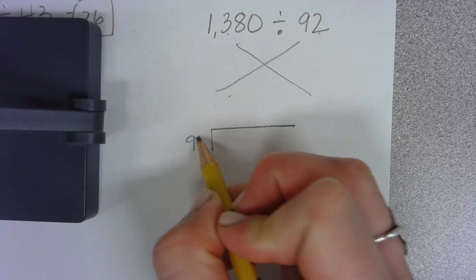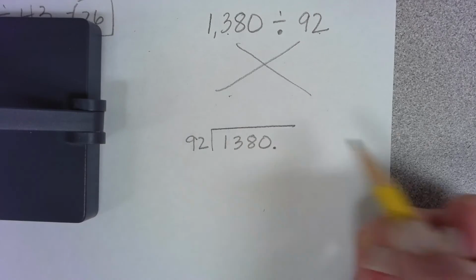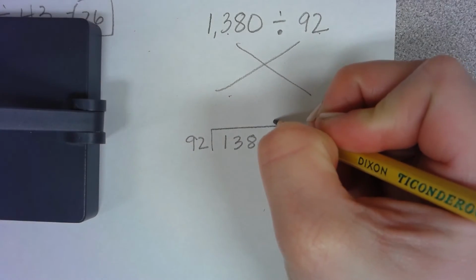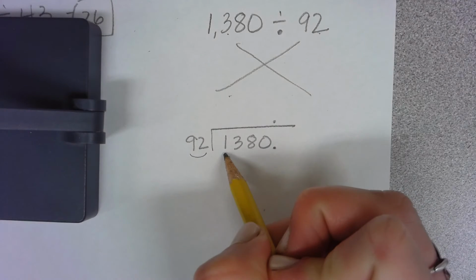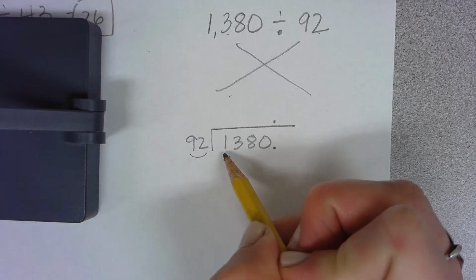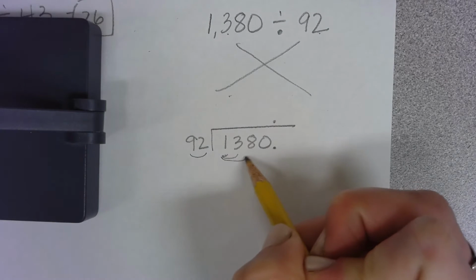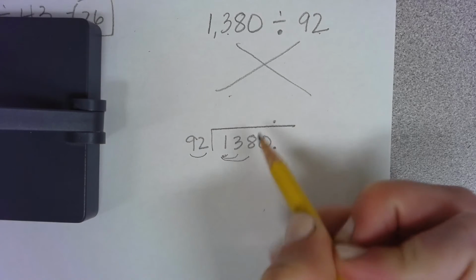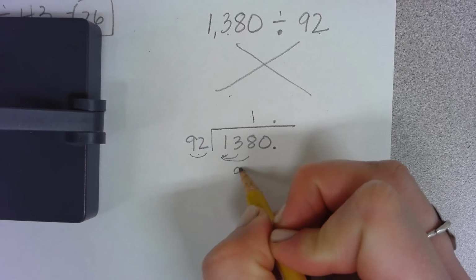So I have 92 into 1380. My decimal point is technically right there. So I'm just going to put it there just so that I know my whole number is what it is. Okay, so I'm looking at 92. 92 I know cannot go into 1. I know it can't go into 13, but it can go into 138, and most likely only once. So 1 times 92 gives me 92.